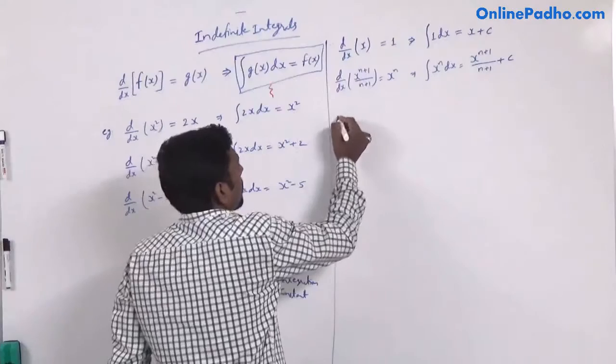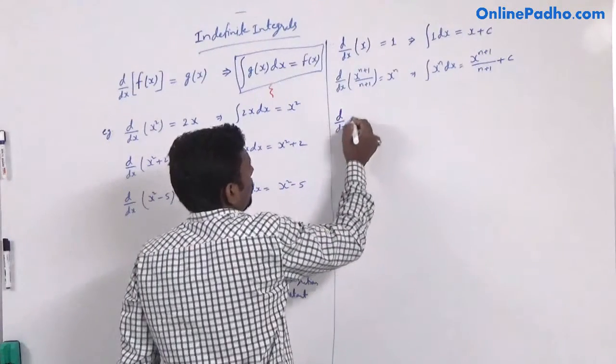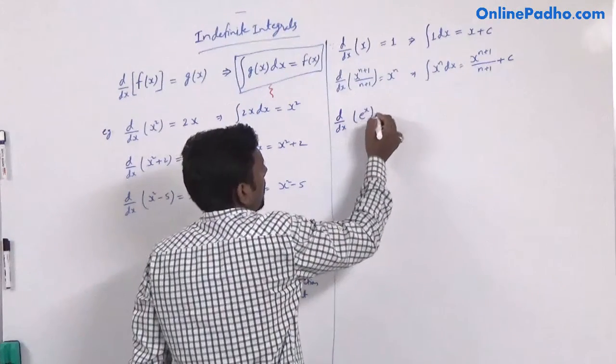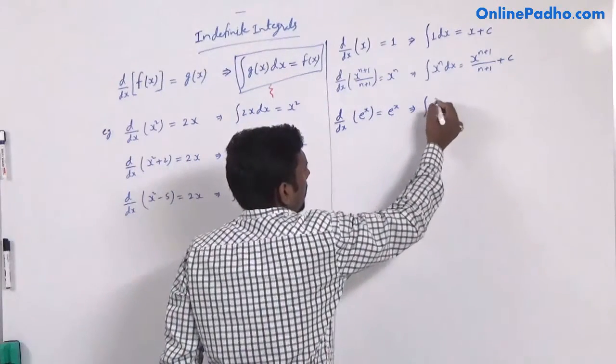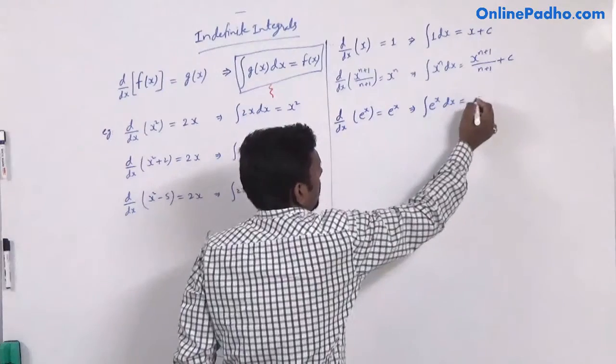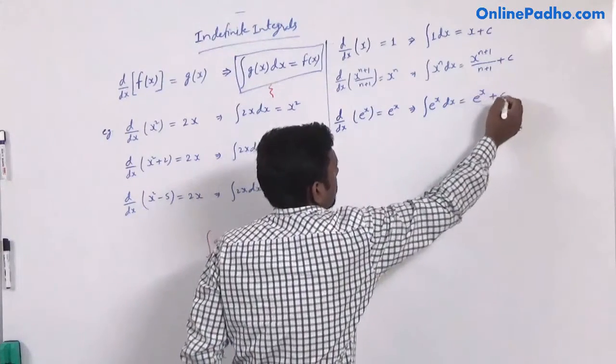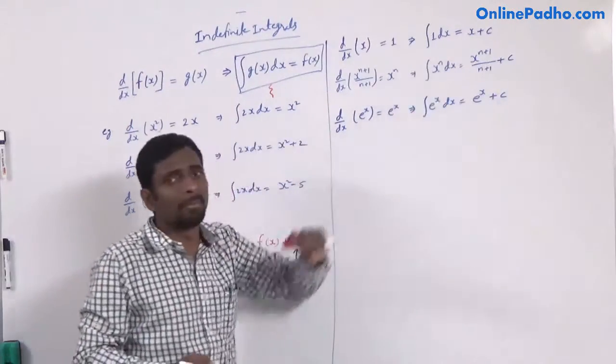Now, you know the derivative of e to the power x. What is the derivative of e to the power x? That is e to the power x only. So what is the integration of e to the power x? This is e to the power x plus the integration constant. So these are the basic formulas of integration.